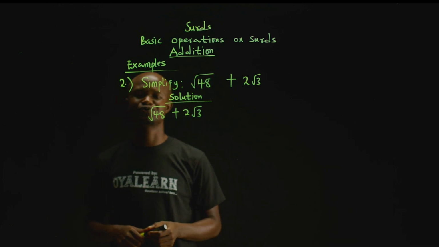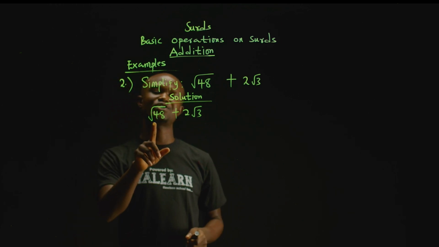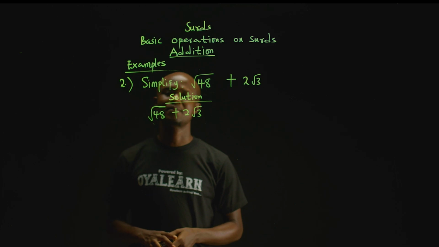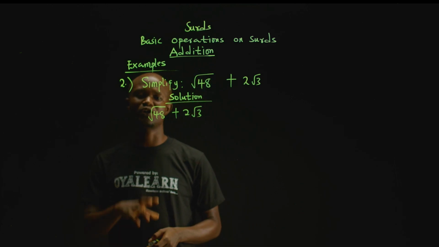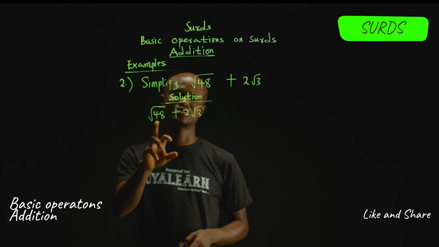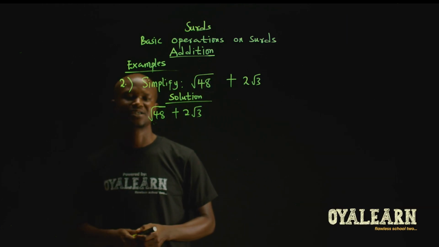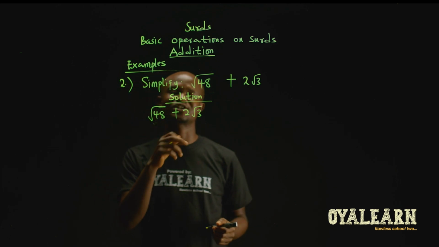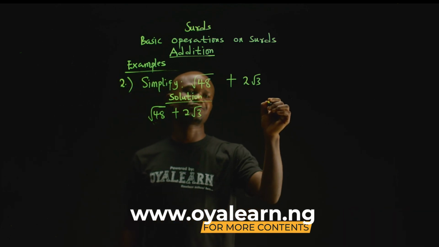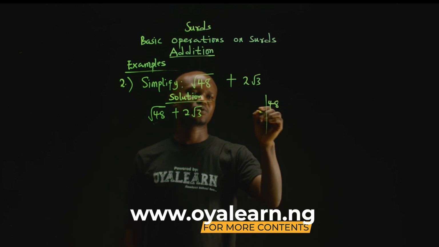Now, simplifying root 48 means that we need to express it in what we call basic surd form, because this is in single surd form. We need to change root 48 to basic surd form. And what is the highest perfect square number we can have in 48?